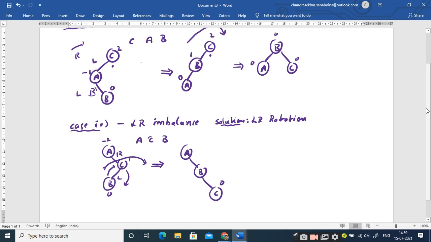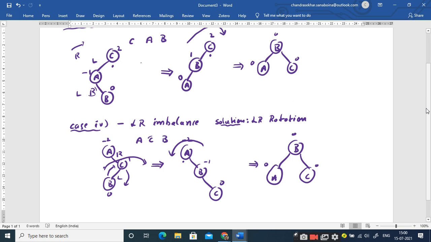And here the balance factors are 0, -1 and -2. Since we have an imbalance that happened at A, you apply the left rotation. Why? Because it is slanting, it is having a slope towards its right hand side. Therefore, it will become B, A and C. Right. So here you can observe that the balance factors are 0, 0 and 0. Is it clear?